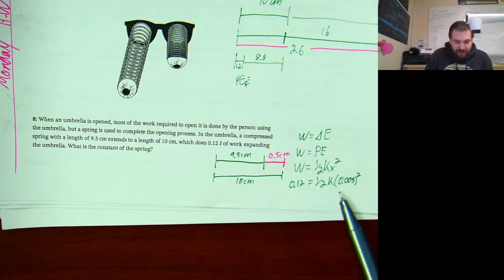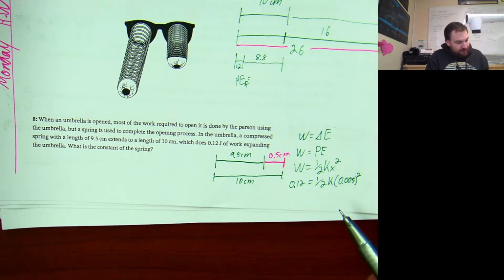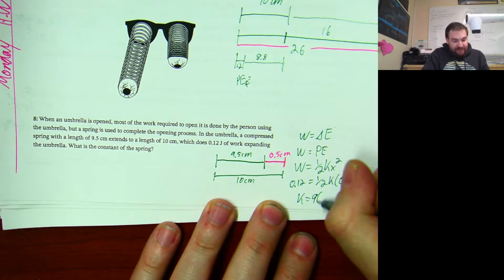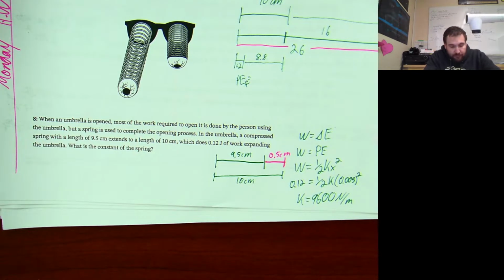So then to figure out our value for k, it's going to be 0.12 times 2 divided by 0.005 squared, which is going to give us a massive value. I get a k value of 9,600 newtons per meter. You forgot a zero, yeah, and when you square the 0.005, it actually moves the decimal place twice. So that's going to be 8.